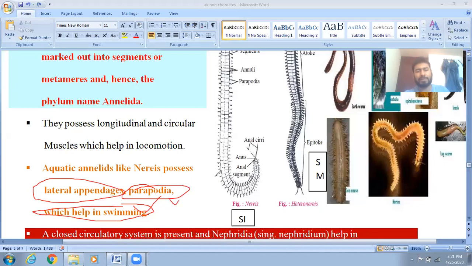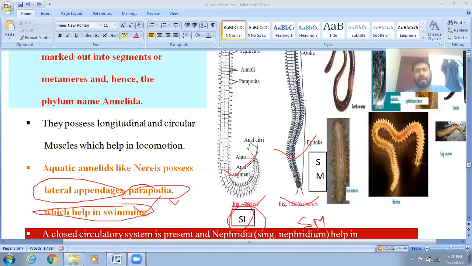If you see the figure, they have given two different types of figure. Nereis is dioecious. One is Nereis, another is Heteronereis. So what is the difference between Nereis and Heteronereis? Nereis is sexually immature, and Heteronereis is sexually mature.